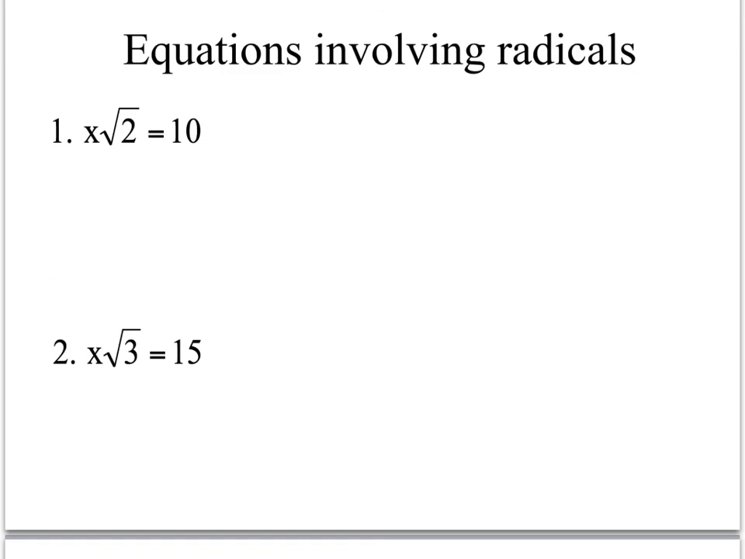Next up, we have equations involving radicals. When we solve for x, remember what we want to do: get x isolated. Now, when we have radicals in our equations, they're written differently. We're used to something like 2x equals 10, where the 2 is in front of x. We call the 2 a coefficient. With radicals, we actually put the radicals after our variable.